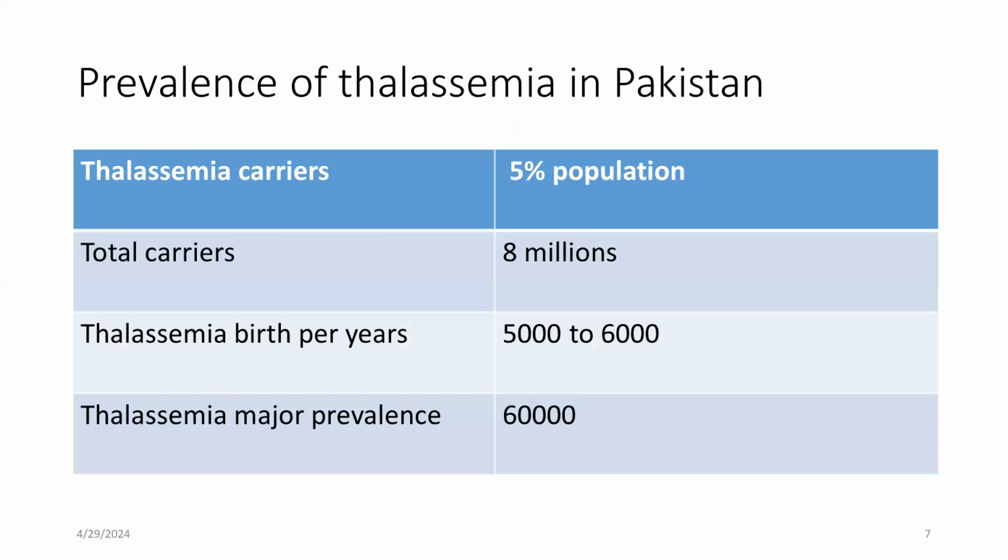Prevalence of thalassemia in Pakistan: we know that we have a lot of thalassemia. You must have seen it in the media, with regular educational material, and especially in Ramadan we have seen a lot of blood donations to help hospitals collect donations. Thalassemia carriers are 5% of the population, total carriers are 8 million. Thalassemia births per year are 5,000 to 6,000, and thalassemia major prevalence is 60,000.